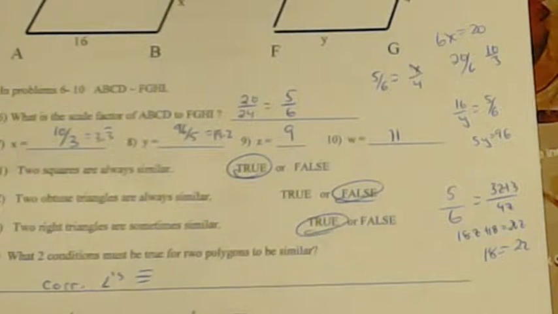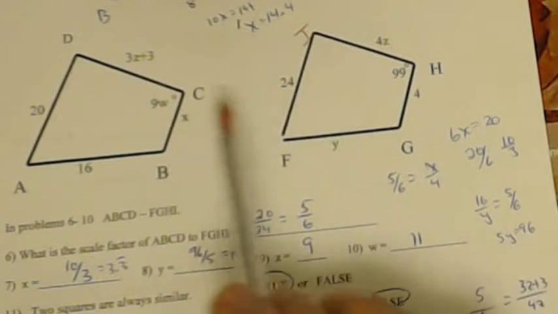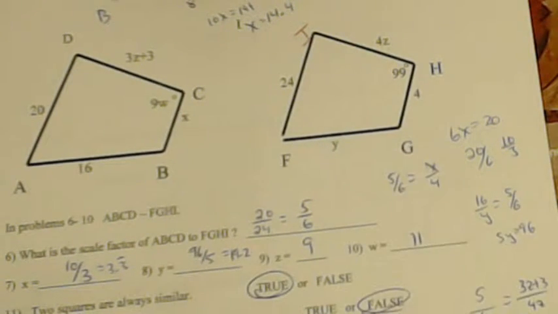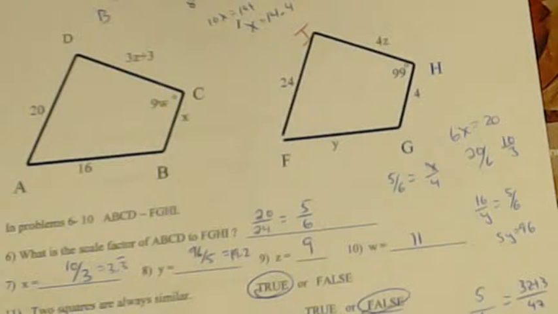Finally, we have the angles. And corresponding angles are the easiest things to do. Angles C and H correspond. They were the third letters in the namings. So just take 9W and set it equal to 99. We don't need proportions in order to do the angles. All we need to know is that corresponding angles are congruent. So if 9W equals 99, then W is equal to 11.